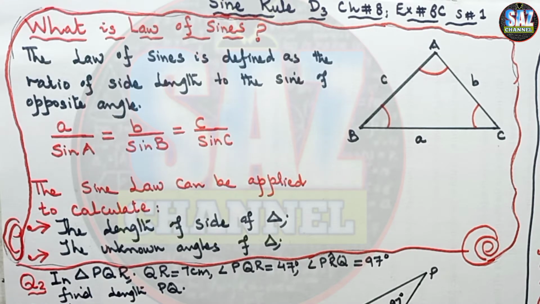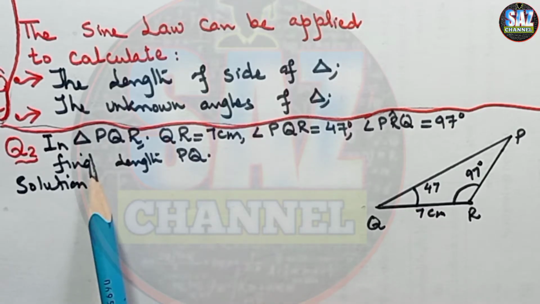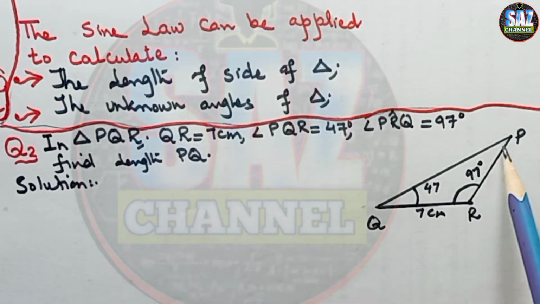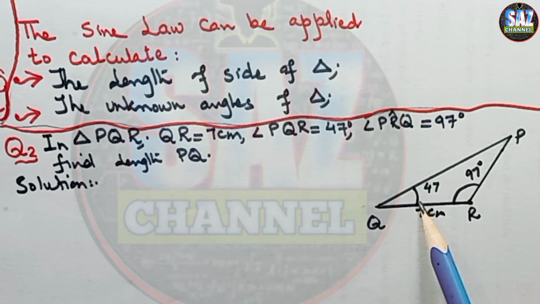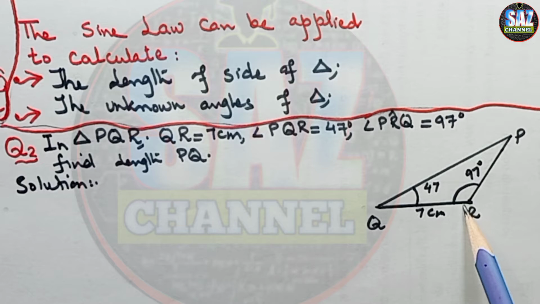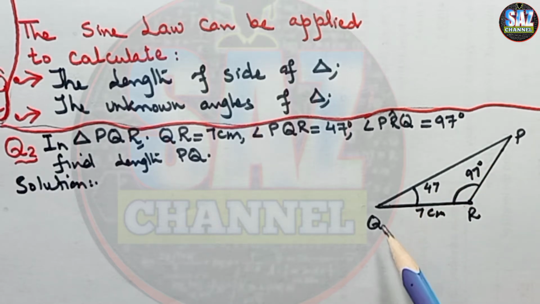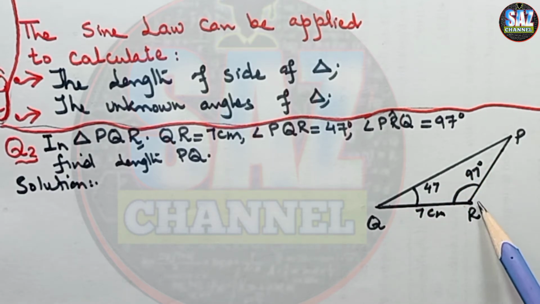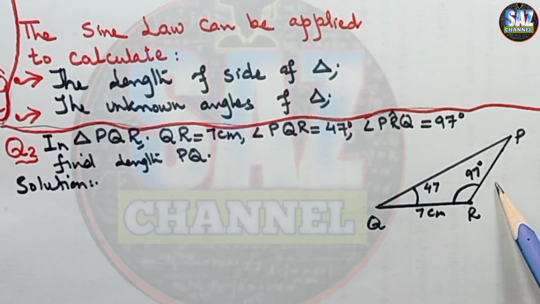In this lesson, I will be solving question number 2 of exercise 8C. Question number 2 says: in triangle PQR, QR is 7 centimeters, angle PQR is 47 degrees, and angle PRQ is 97 degrees, and we have to find length PQ. In order to find length PQ, first of all we have to see that the triangle is not a right angle triangle, so we cannot apply Pythagoras theorem and basic trigonometric ratios.